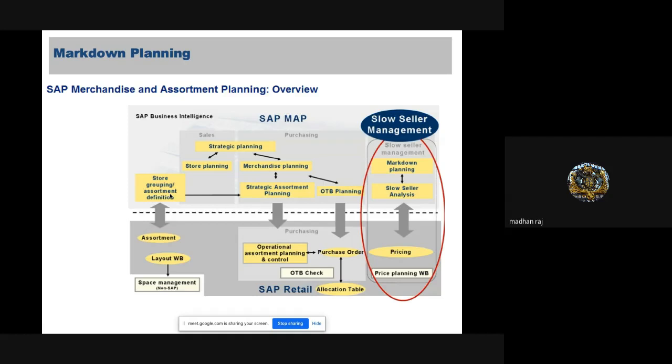So once that markdown planning is done, you create a markdown rule proposal, and that is pushed from the top of BW to the SAP ECC system. And in ECC, it creates pricing condition records, which will be activated, based on which the articles, whenever they are sold, are referred and picked up.